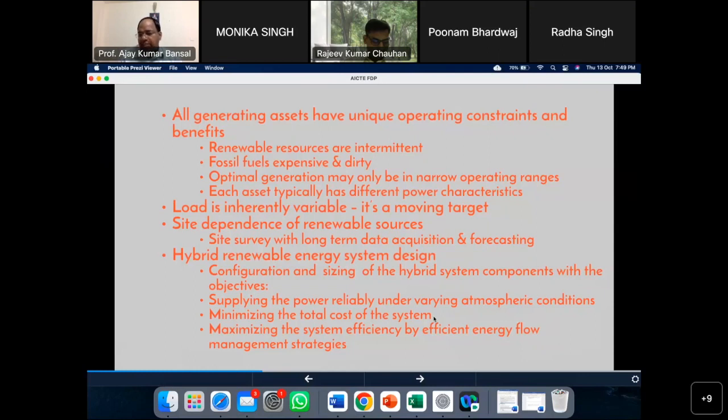So when hybrid energy system optimization has to be done, we have to identify the various sizes of the components which we want to install in this system. What configuration we will be using, what kind of sources we require, and what the operating strategy for that system will be. On the basis of that, we want to achieve that the supply will be completely reliable, the cost of generation must be minimum, and the maximum system efficiency must be there.